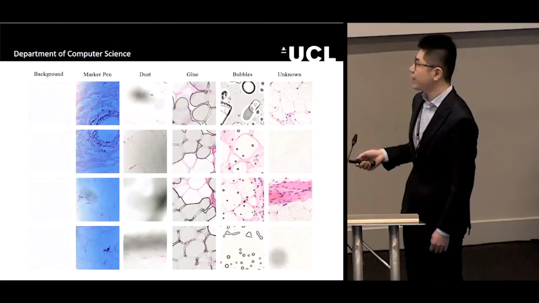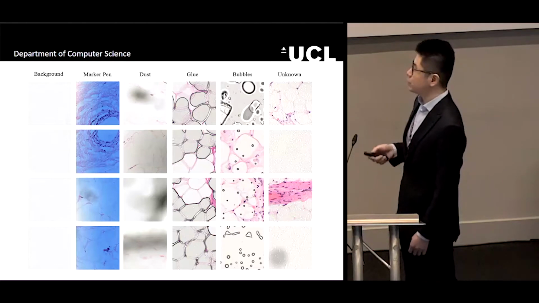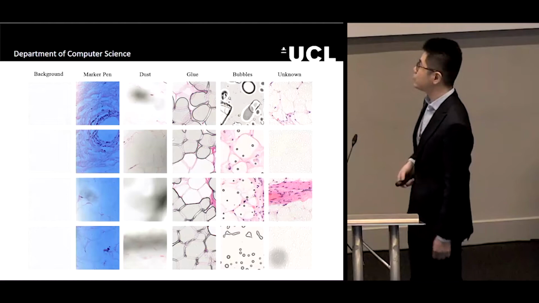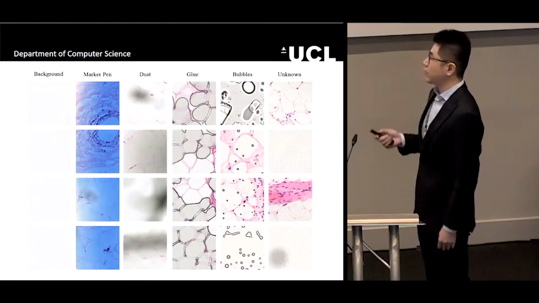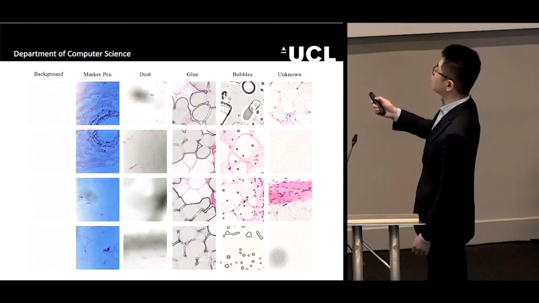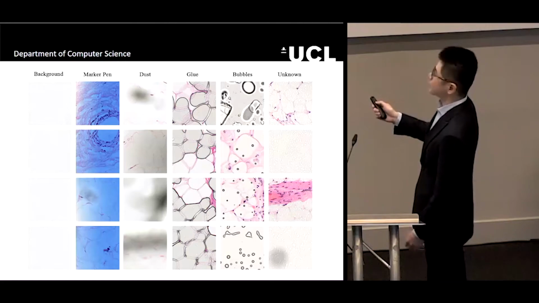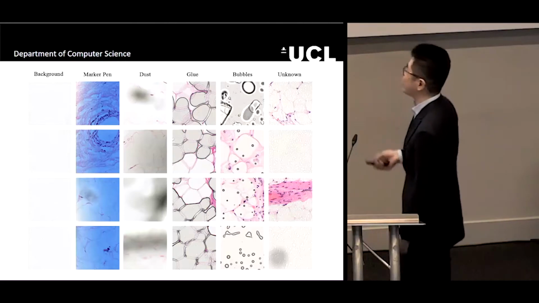For example, the marker pen, which pathologists will usually use to highlight the boundary or the region of interest in the histology image. And I've got some dust, bubble-like or glue-like artifacts. Or here I've got even some unknown features in the background. You can see there is some architecture in the background, but currently I just don't know how it originates.